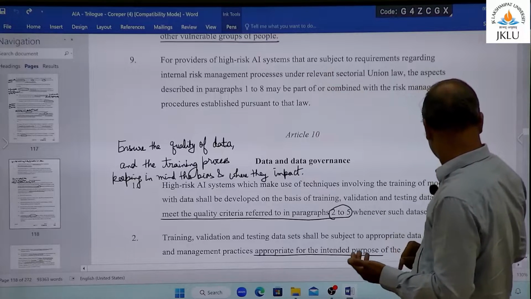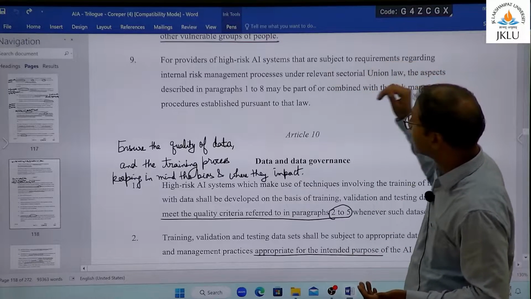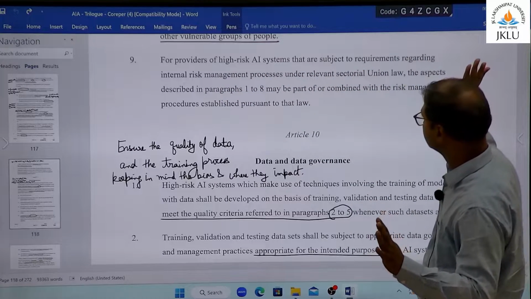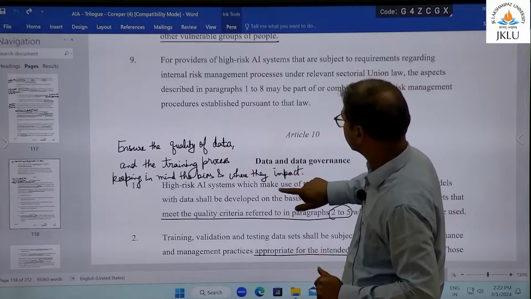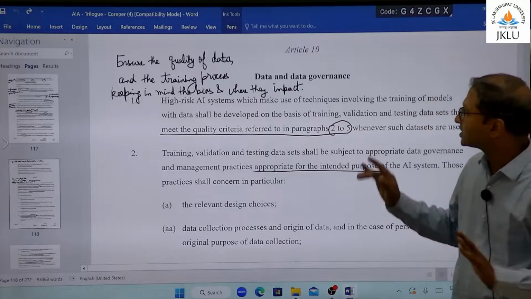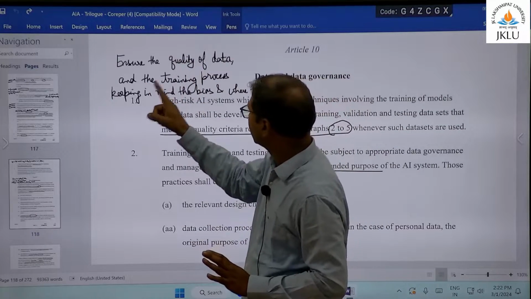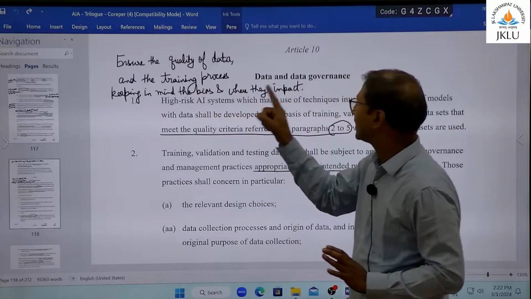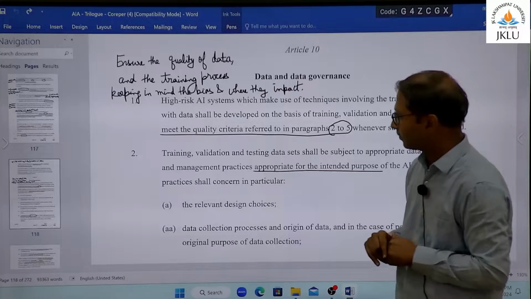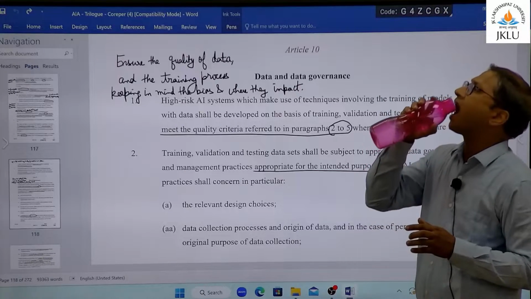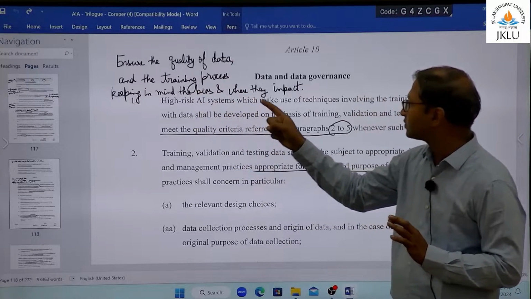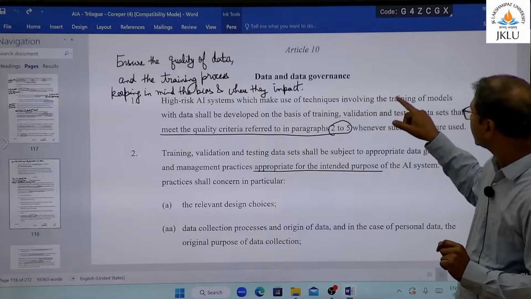For providers of high risk AI systems that are subject to requirements regarding internal risk management processes under relevant sectorial law, okay, we don't go into this. Now Article 10. Article 10 at a very high level states you have to ensure the quality of data and the training process, keeping in mind the bias and where they have the impact. This is, I think, the high level understanding of at least mine. So high risk AI systems which make use of techniques involving the training of models.